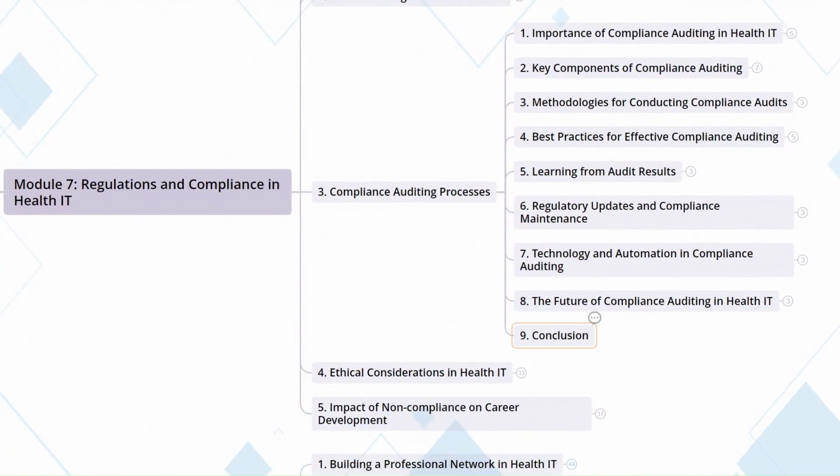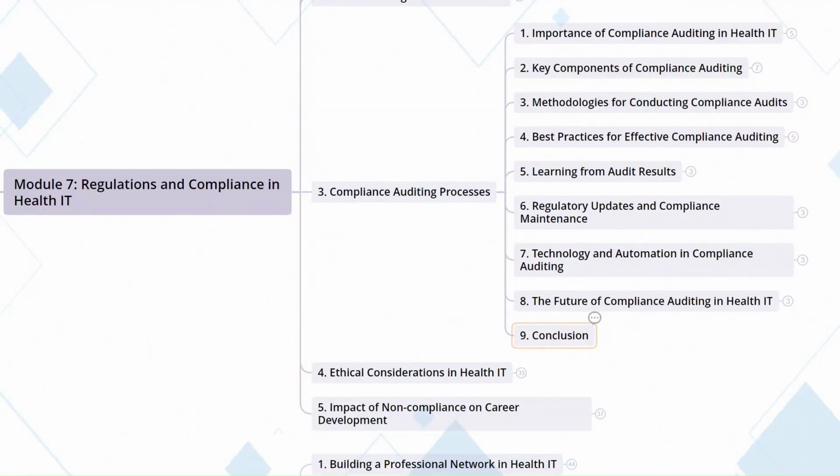In conclusion, compliance auditing processes are integral to the success of health IT initiatives and the protection of sensitive patient information. By implementing robust auditing practices, healthcare organizations can ensure adherence to laws and regulations, identify potential vulnerabilities, and continuously improve their compliance efforts.